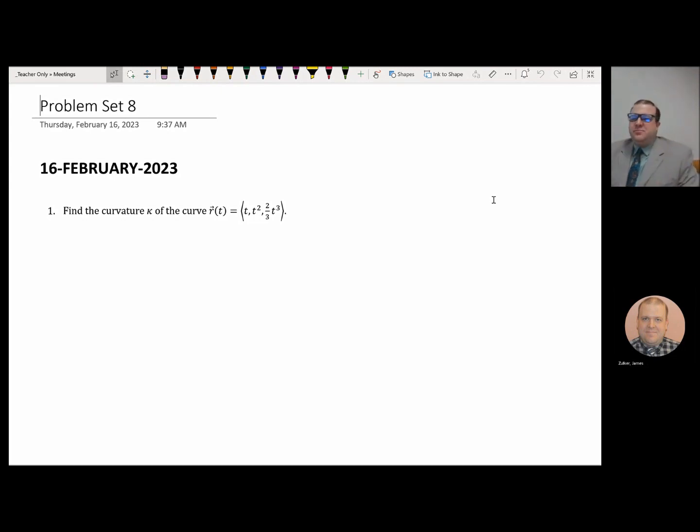Starting with curvature. Curvature is a bit of a beast to calculate. Let's pull up my notes. I really need to hotkey these.